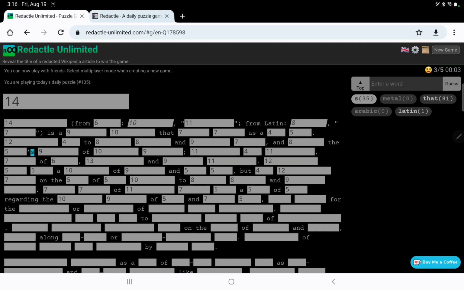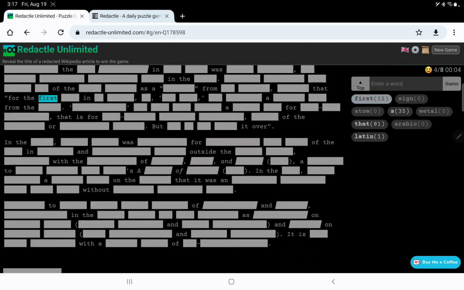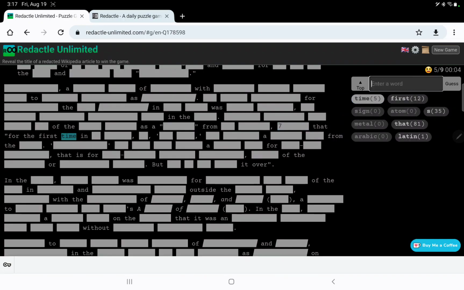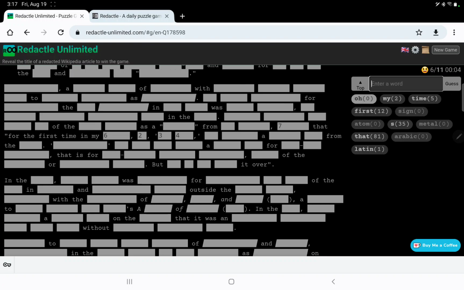So this 5-letter word is interesting. I'm going to try another few physics type words like atom, no. Sine, which could be mathematics, no. Okay, let me try first and see if the firsts tell me anything. Something that for the first time in my life, what's the 2-letter? Could it be O? No.